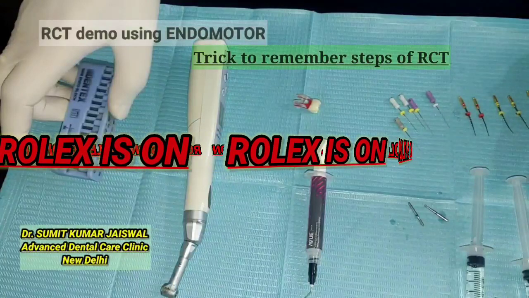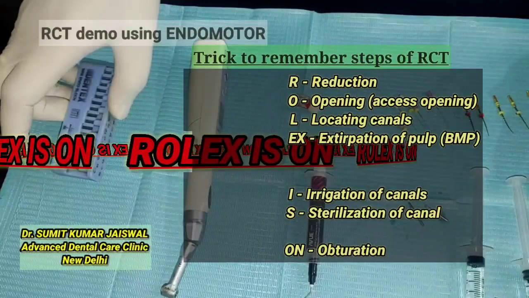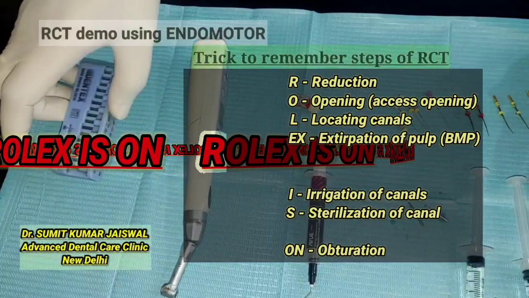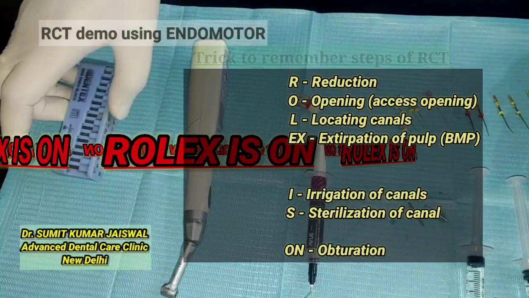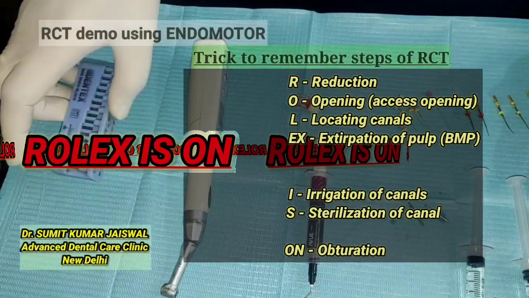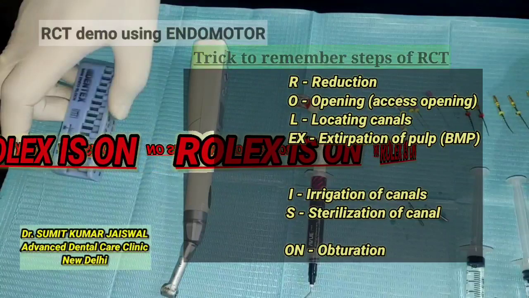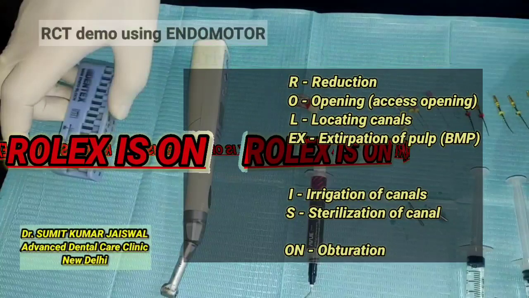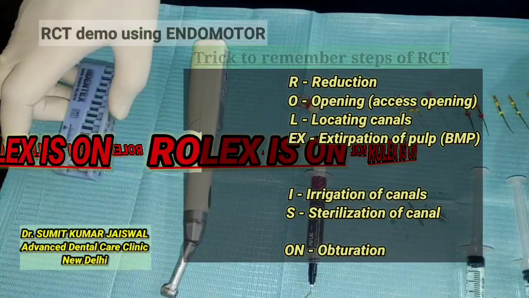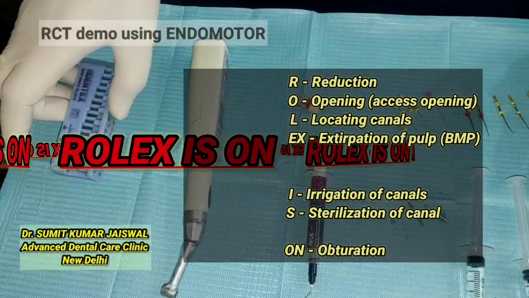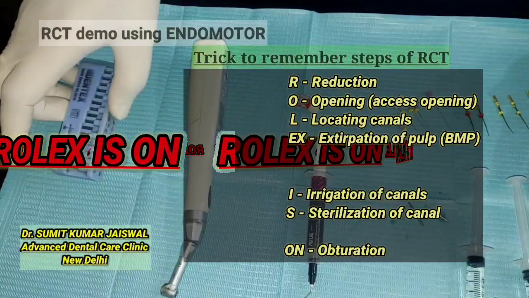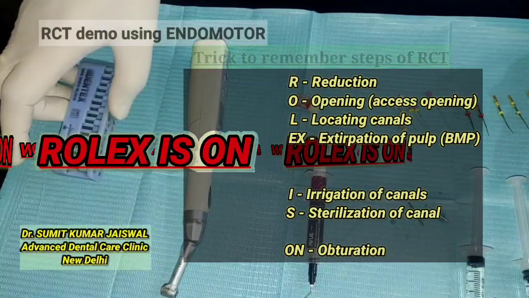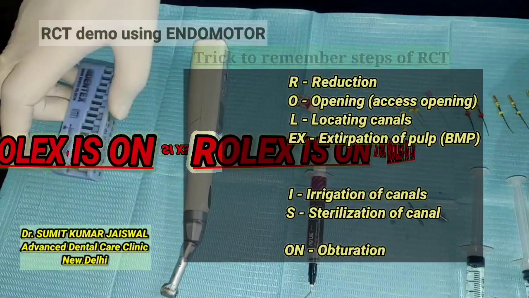Do not write this in exams, you will get a big zero. It is just a trick to remember the steps. R stands for reduction, O stands for SS opening, L stands for locating canals, EX stands for extirpation of pulp that includes cleaning and shaping of canals, I stands for final irrigation of canals and activation of irrigant solution, S stands for sterilization of canal, and finally you will do obturation.